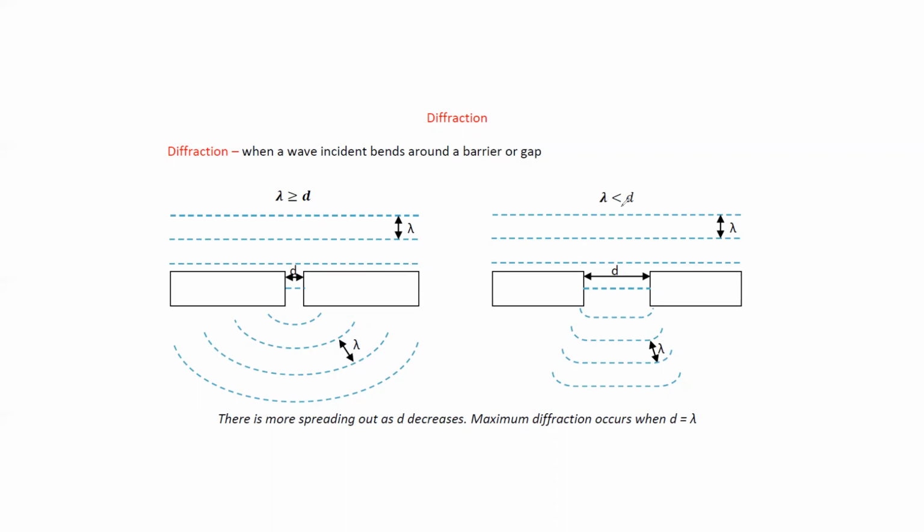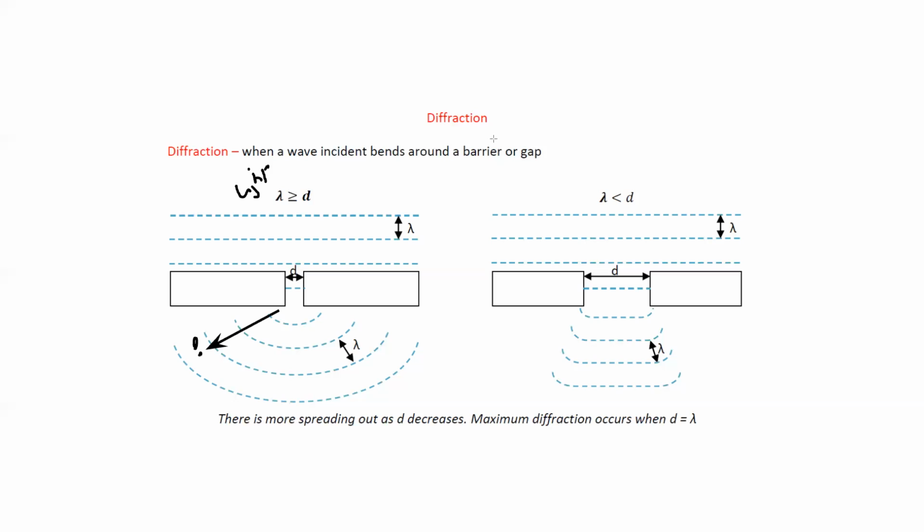But if the wavelength is less than the gap size, or the gap is larger, then we have a minimum or small diffraction. So for example, if these are light waves or sound waves and a person is at point P, he is able to detect the light if these are light waves, or if these are sound waves, the person at position P is able to hear the sound.